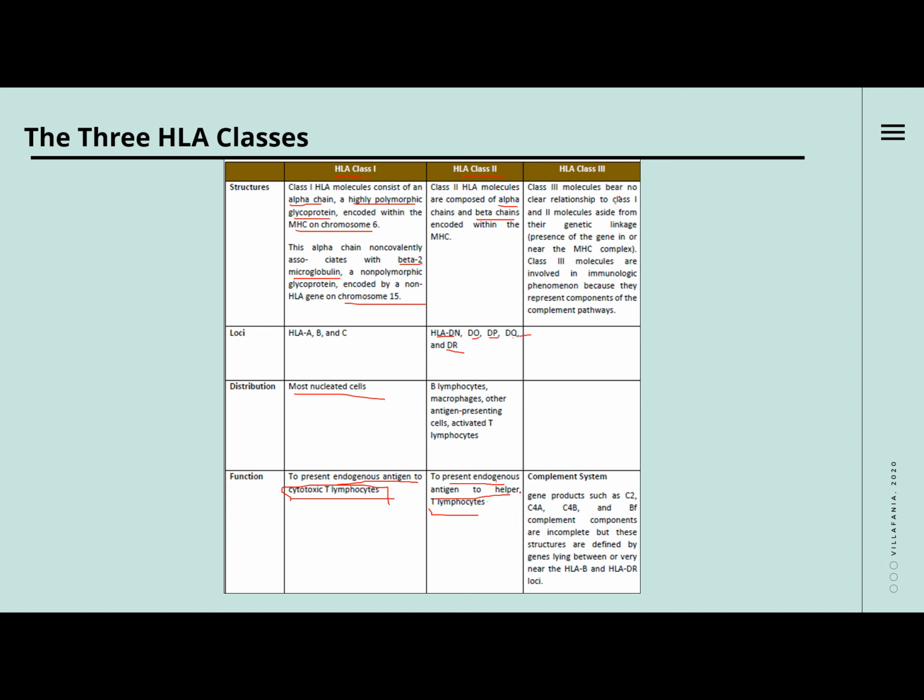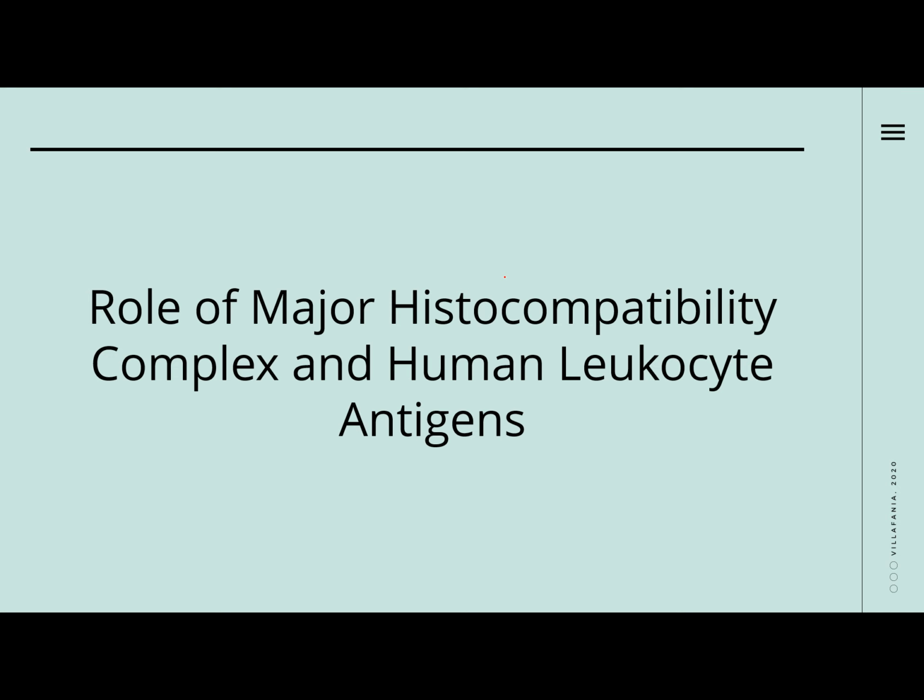While your class 3, class, bears no clear relationship to class 1 and class 2, aside from their genetic linkage. Class 3 molecules are involved in immunologic phenomena because they represent components of the complement pathway. So, what's important to remember in class 3 is the complement pathway. Gene products such as C2, C4A, C4B, and Bf complement components are incomplete, but the structures are defined by genes lying between or very near the HLA-B and HLA-DR loci. So please memorize this table, class. This may come out in both your quiz and exam.